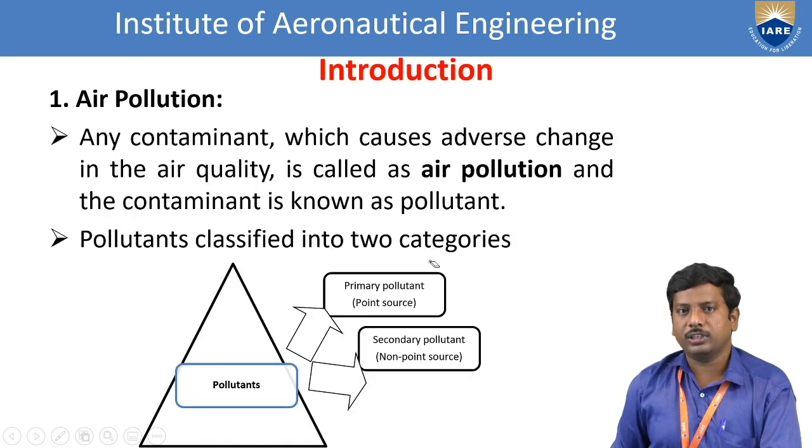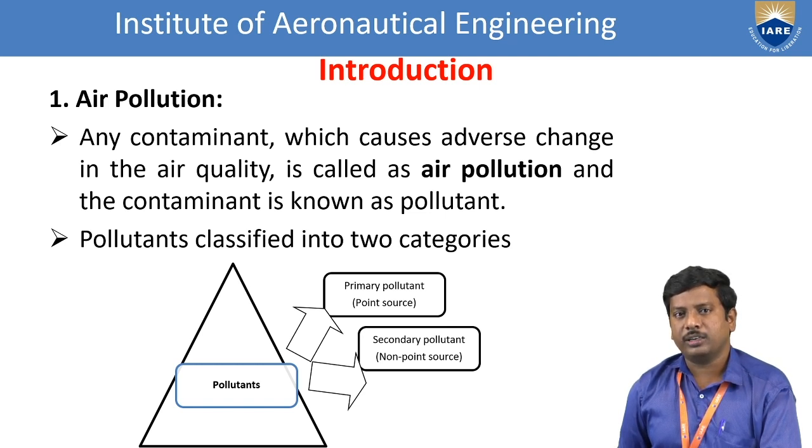First of all, we give the introduction to air pollution. Any contaminant which causes an adverse change in the air quality is called air pollution, and the contaminant is known as the air pollutant. These pollutants are mainly classified into 2 categories. One is primary pollutants, which are also called point sources, and the second one is secondary pollutants, which are called non-point sources.